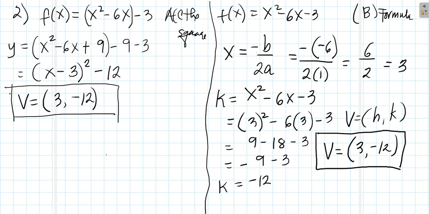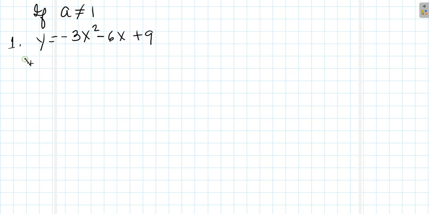What about if a is not equal to 1, this is greater than or less than 1? Okay? So we have, first example, y equals negative 3x squared minus 6x plus 9, where a is not equal to 1, but a is equal to negative 3. Okay, this is the easiest way. First, before we divide by the numerical coefficient of a, we are going to transpose 9 to y. This now 9 becomes negative 9.